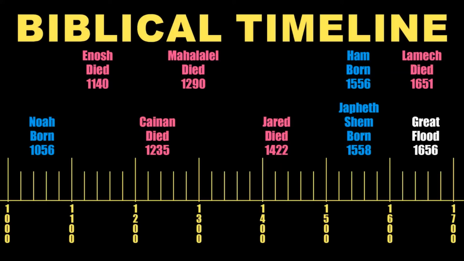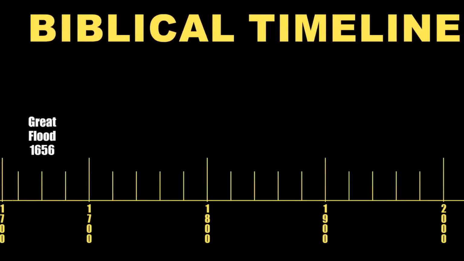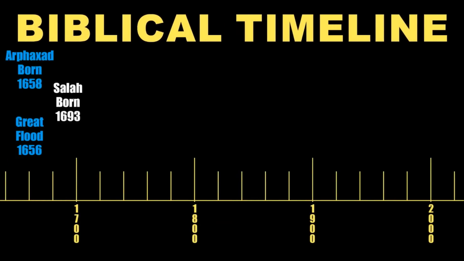Although not mentioned here, Methuselah also died in 1656, the same year as the great flood, probably by the flood. Again, these aren't BC dates, but years from creation. Then we'll slide this over again, and now take the info from the genealogy in Genesis 11.